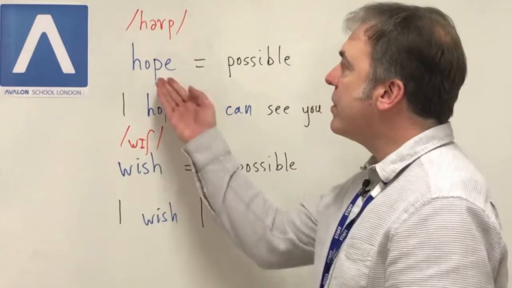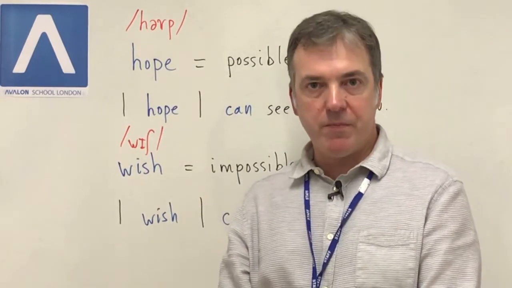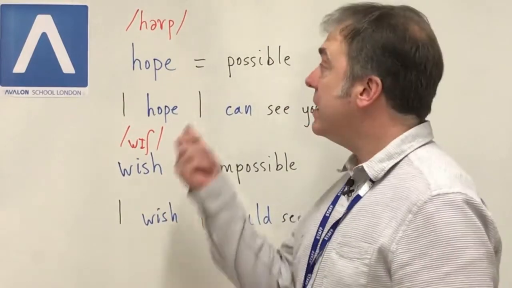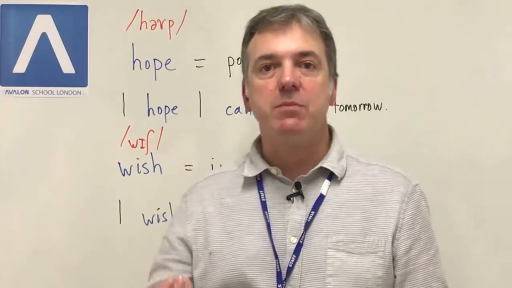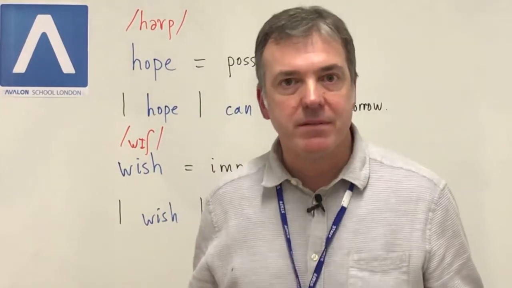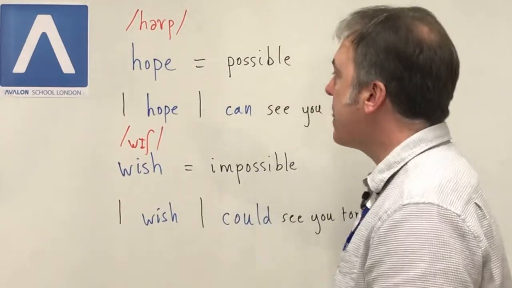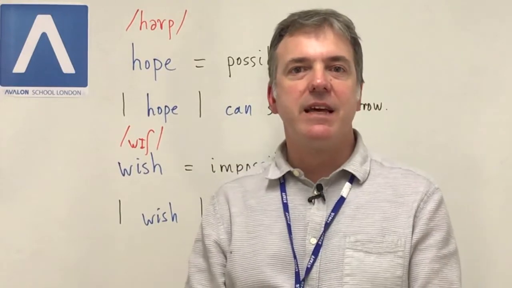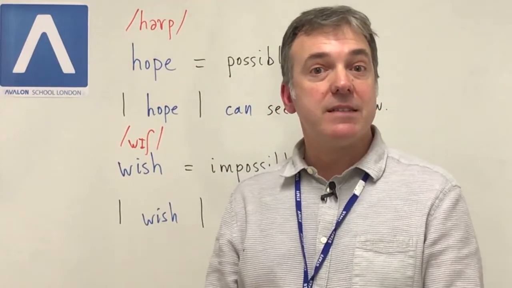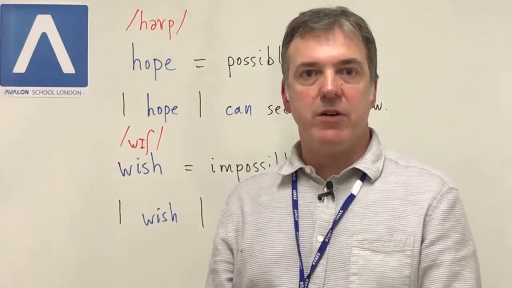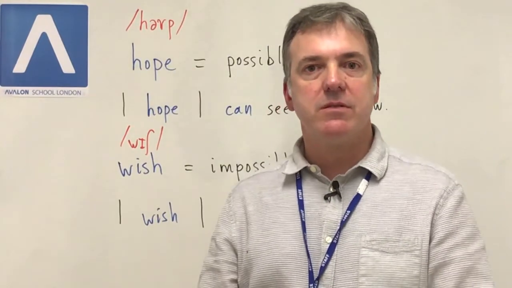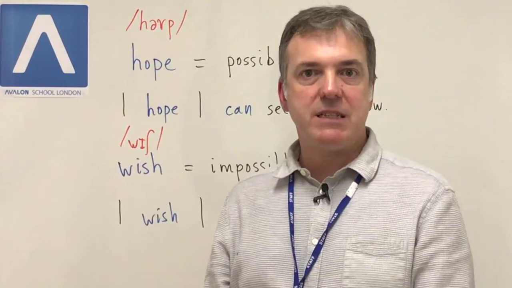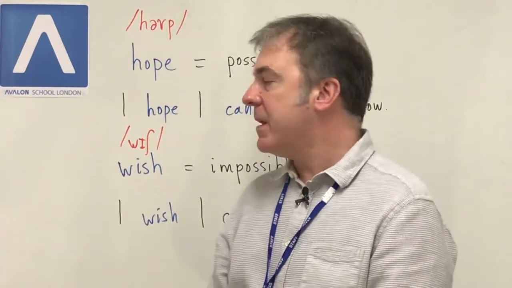So here we have the word hope. Now, if we use the word hope about a situation, it means that it is possible. It can happen. For example, I hope I can see you tomorrow. It means that I want to see you tomorrow, and it's possible to see you tomorrow. Maybe we won't, but I hope to. That is my intention, my hope.